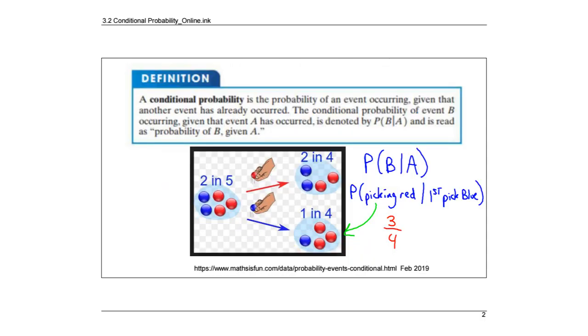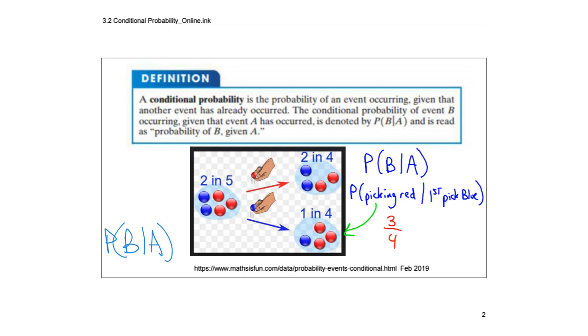All right, so we need a little notation here. This is called conditional probability because the probability is based on what happened when I pulled the first marble and did not put it back in. So the conditional probability is the probability of an event occurring given that another event has already occurred. That's that straight line. So when we write the probability of B given that A happened.